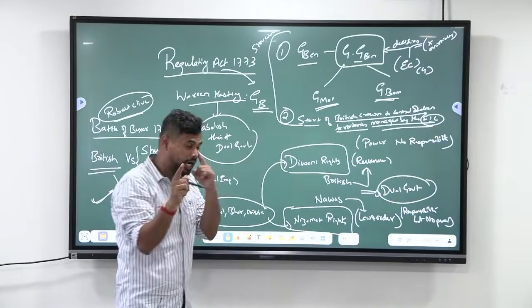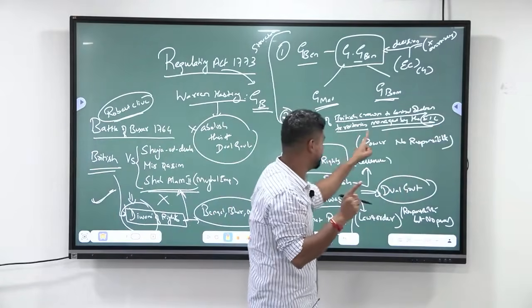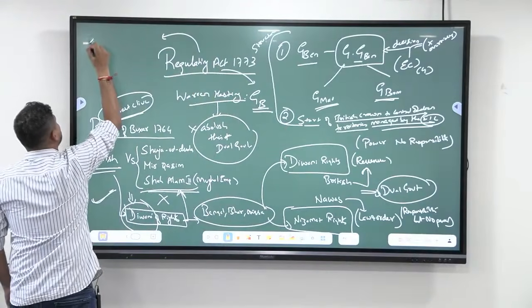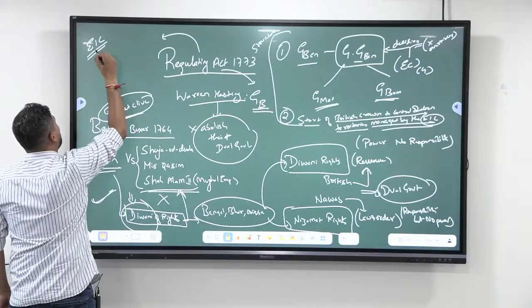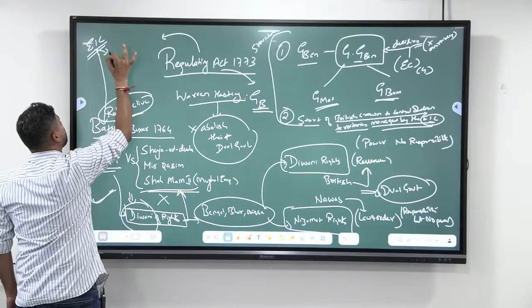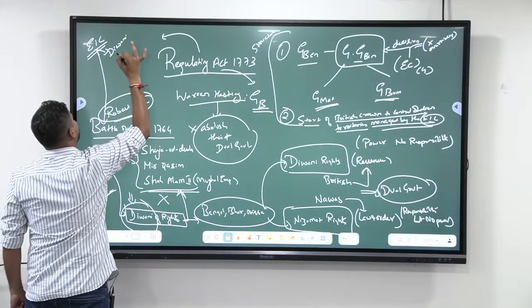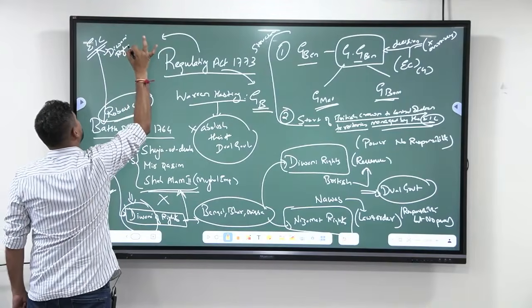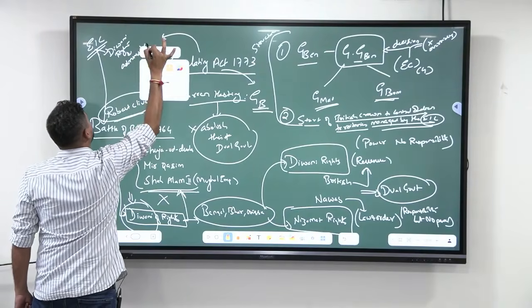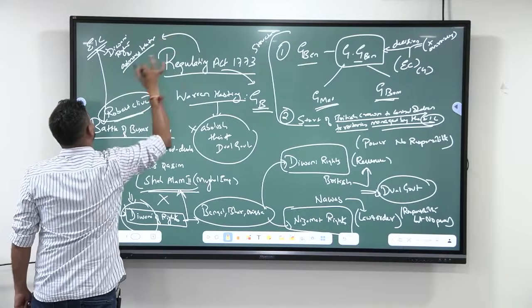Now, how is it the start of the British Crown's control? In this Regulating Act, look at this, the East India Company is a trading company. Up to the Battle of Buxar, they were a trading company. But the moment they get Diwani rights, they become an administrator in India, because they can now collect revenue.